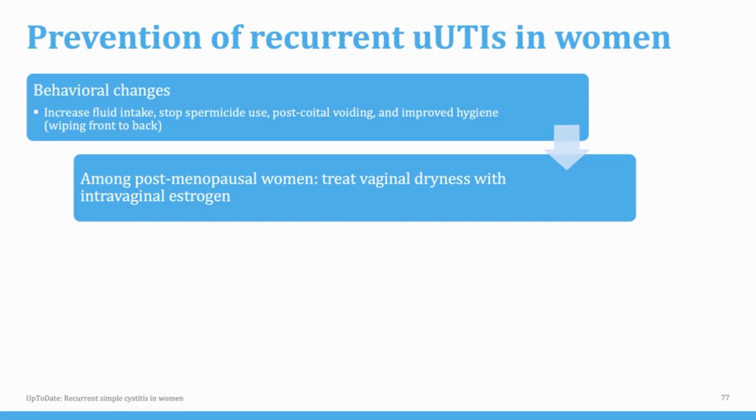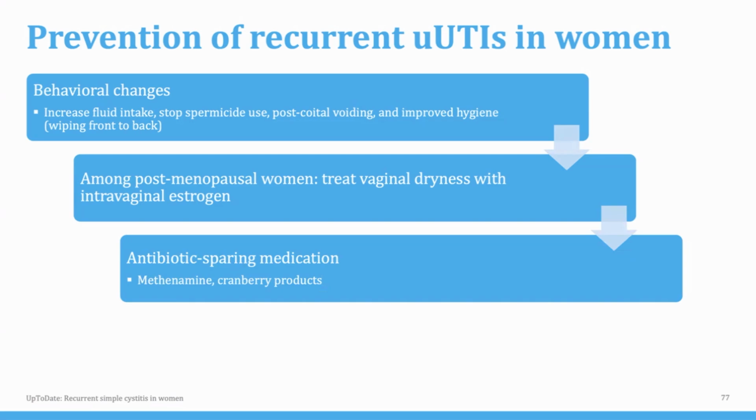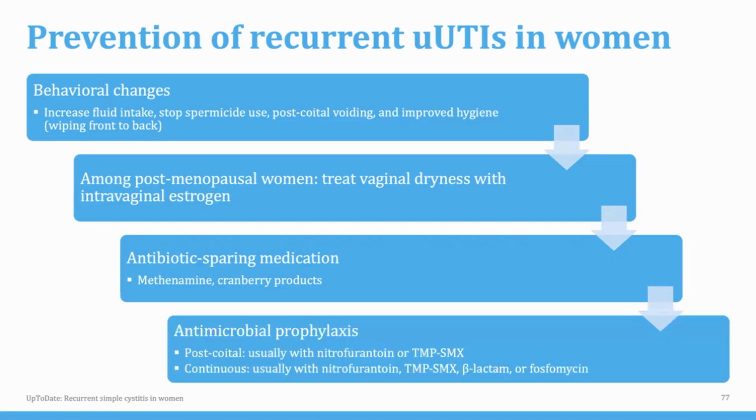If they're still having recurrent infections, that's when we may turn to antibiotic-sparing medications such as methenamine, which is an antiseptic, or cranberry products. If none of these avenues help, that's when you would consider antimicrobial prophylaxis. Specifically, you could take a postcoital approach with nitrofurantoin or trimethoprim sulfa, or a continuous approach with either of these agents, a beta-lactam, or fosfomycin.